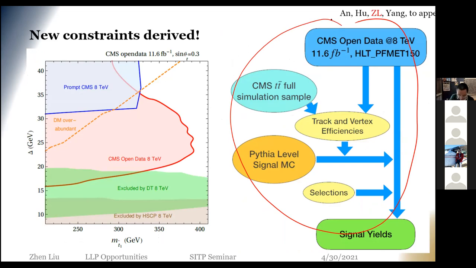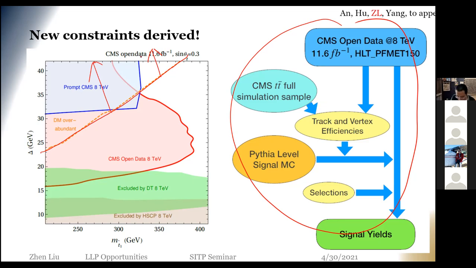So here's our result. This line is the line for stop-bino correlation. Above this line, we would overclose the universe, and below this line, it would be underabundant. But this roughly gives you an idea where we are looking. The red curve is the new limit we derived. This is where the result comes out.